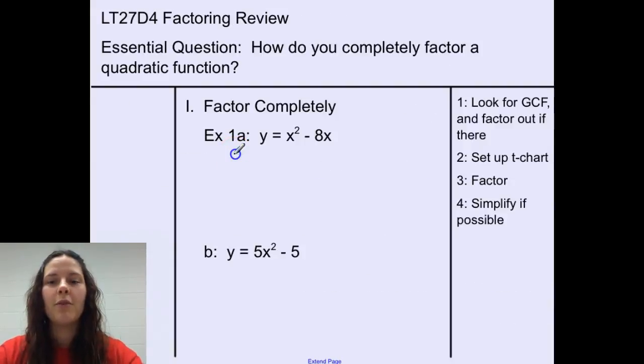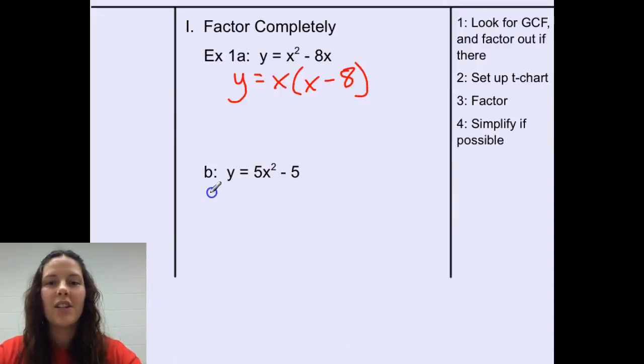So starting off our review, again, always look for a GCF first. Our first example, both terms have an x, so I can factor that x out as a GCF, leaving me with x minus 8. What's inside the parentheses does not have an x squared term, so we can't factor it further. Taking a look at our second example, does it have a GCF? There is a 5 on both terms, so we can factor out our 5, leaving us with x squared minus 1 when we divide the 5 out.